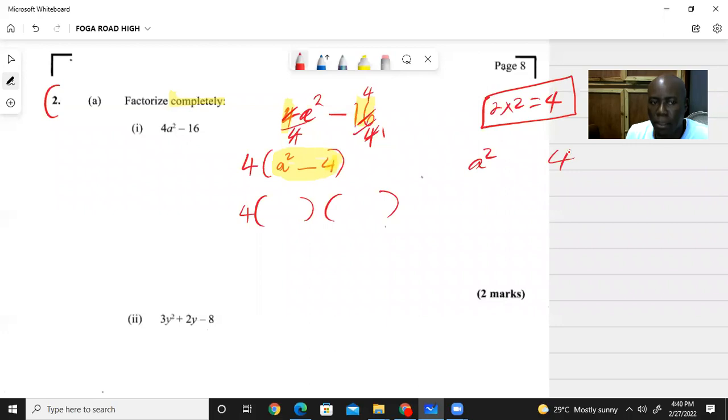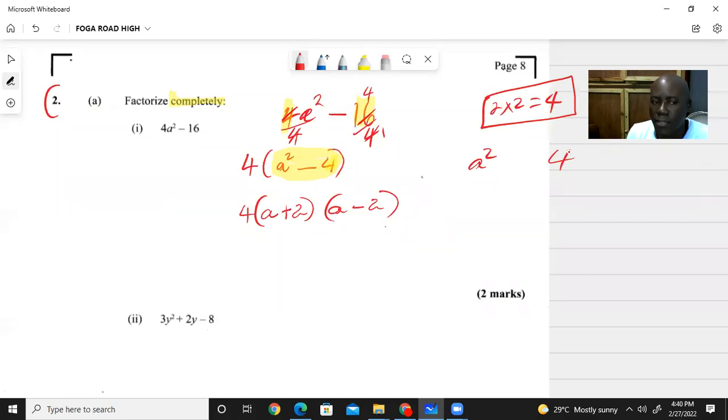The square root of a squared is a. You put a here, and a here again. The square root of 4 is 2. You put 2 there, and then 2 there again. Technically, it's the same thing in the 2 brackets, except you put a plus in one and a minus in the other. So this is what they wanted to see.